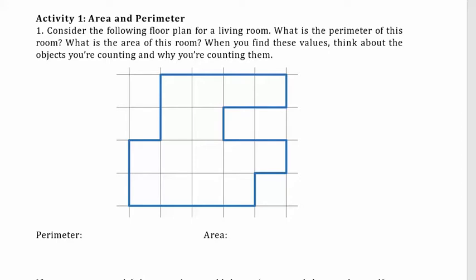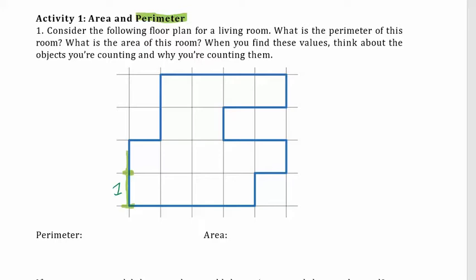So one of the things we want to focus on is exactly what it is we're counting. So let's go ahead and start with perimeter. When you're finding the perimeter, you're counting the border, the units of the border, where this is 1 unit. First you have to establish what your unit is. So let's go ahead and call this 1 unit here. So we're going to count how many of those it takes to get all the way around.